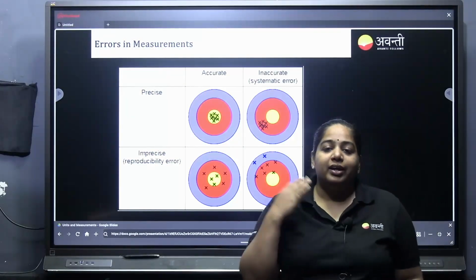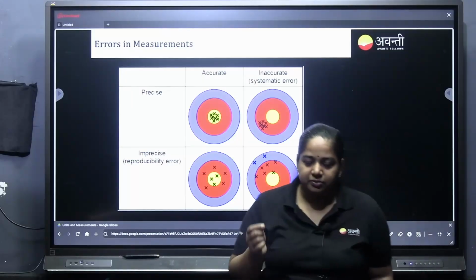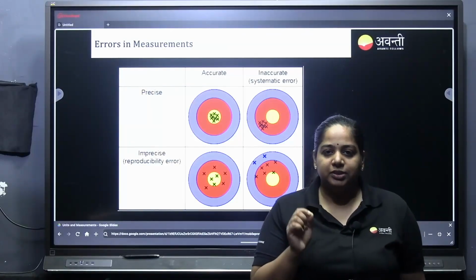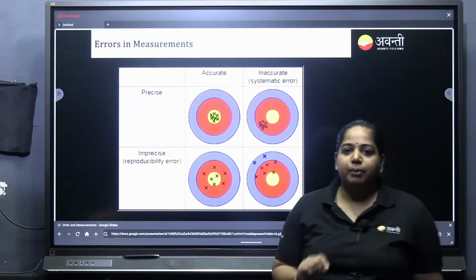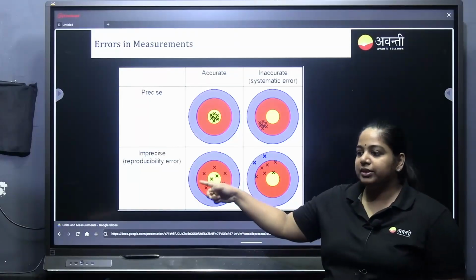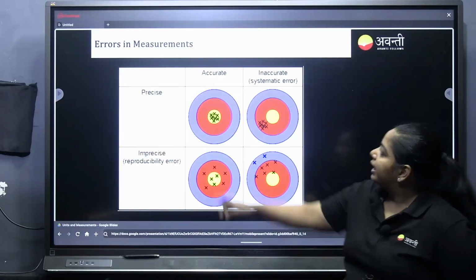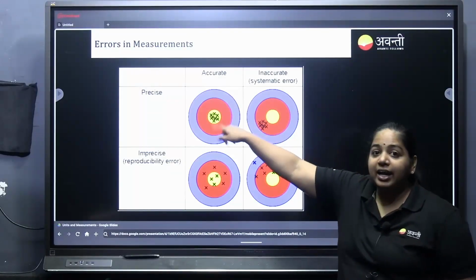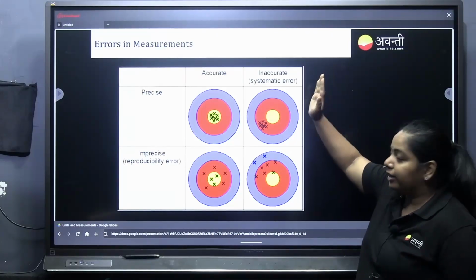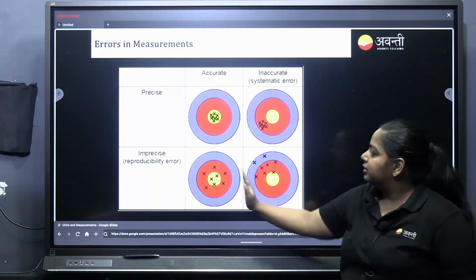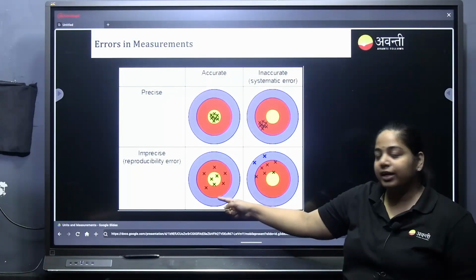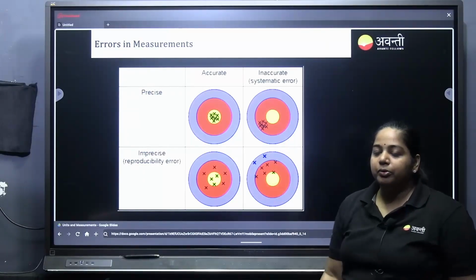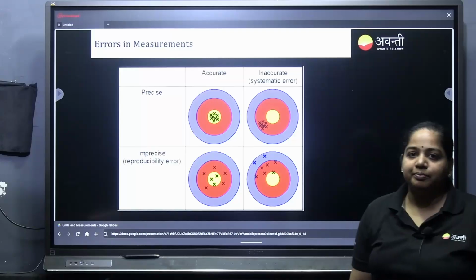Now when we go to errors in measurements, you must have heard the words precision and accuracy. In our daily life we use these words in almost the same meaning, but actually these words have a main difference. As you can see in this picture, this one means precise and accurate. This is not accurate but it is precise. This is not precise but it is accurate, and this is not precise, not accurate. From this, are you able to identify what precision and accuracy are?